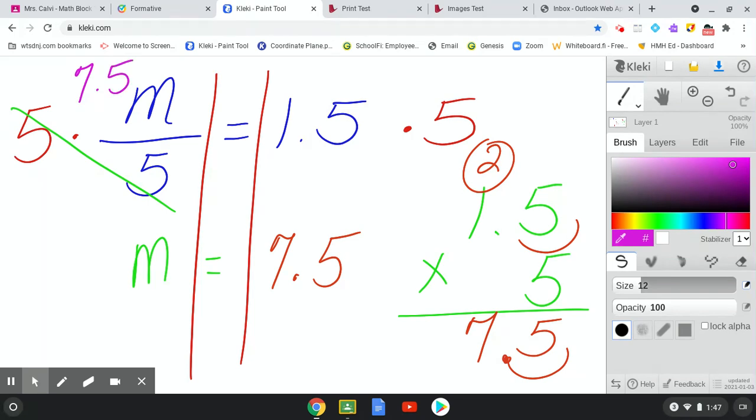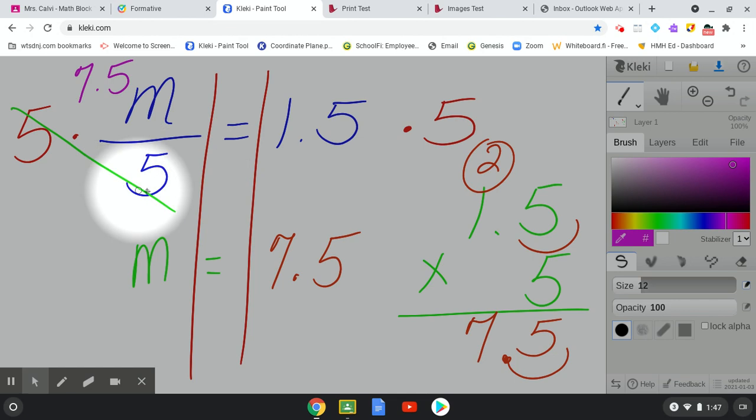And if I wanted to check in my calculator, 7.5 goes in for m because that's what I'm saying m equals, divided by 5 in the calculator, and see if you come up with 1.5. That will tell you if you have a correct answer.